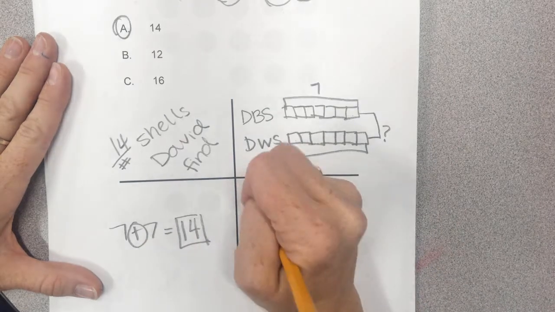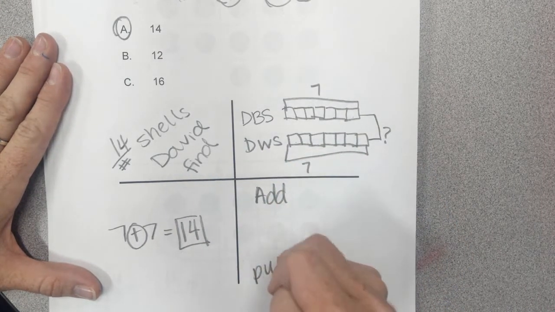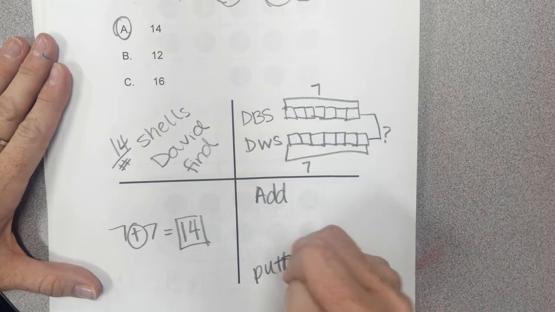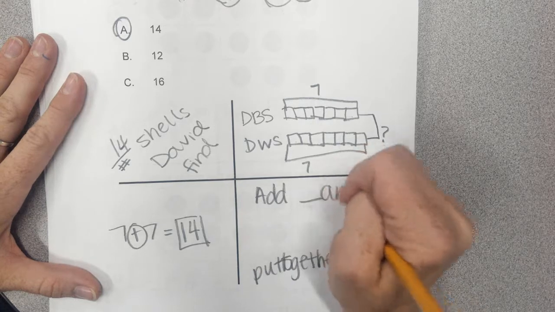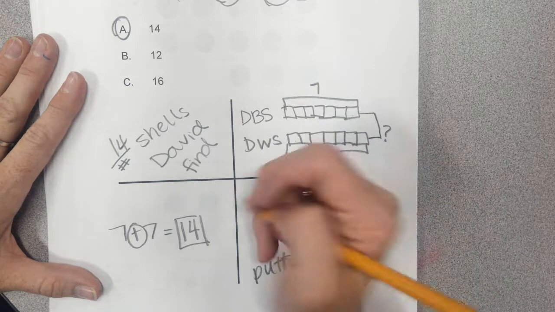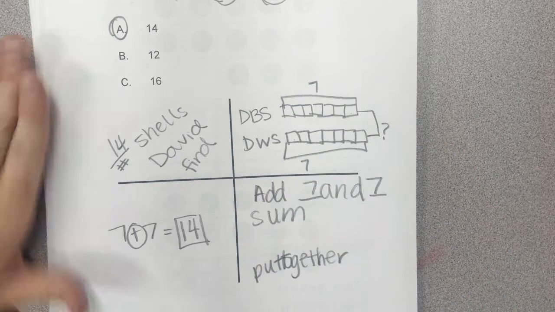Again, plus means to add. When I say adding, we say put together. Blank and I say and I need some. 7 and 7.